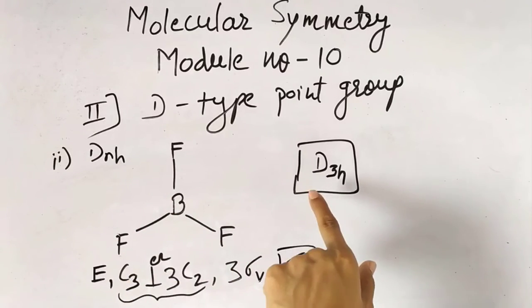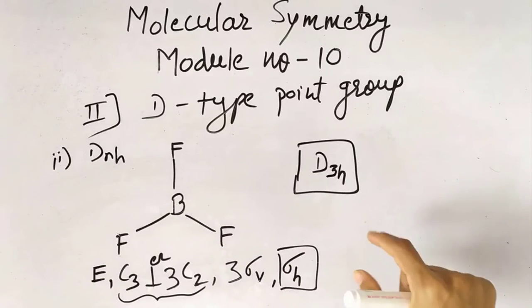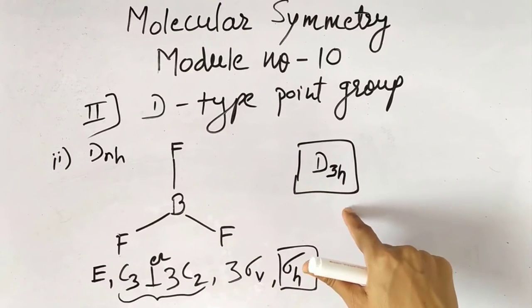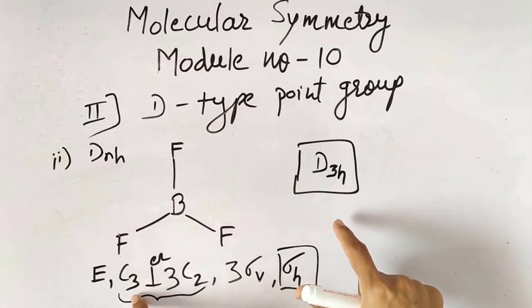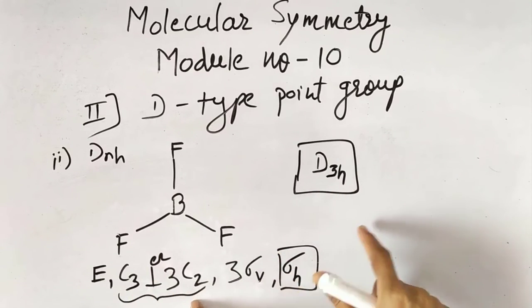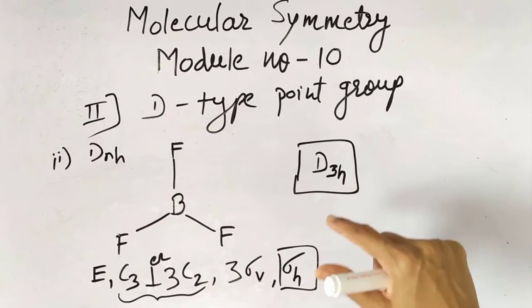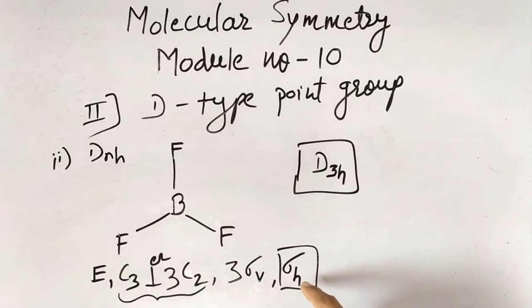It belongs to D3H. And what is the meaning of D3H? As D3 is present there, it means there must be a C3 perpendicular to 3 C2s. As H is appearing there, it means there must be a horizontal plane, and apart from this there are 3 vertical planes also, and the identity also. Alright. In the same way you have to go on solving this molecule, as I have told you to solve the previous molecules.